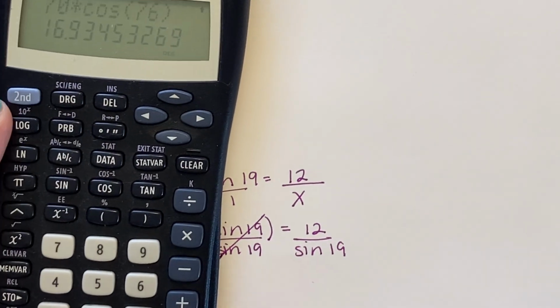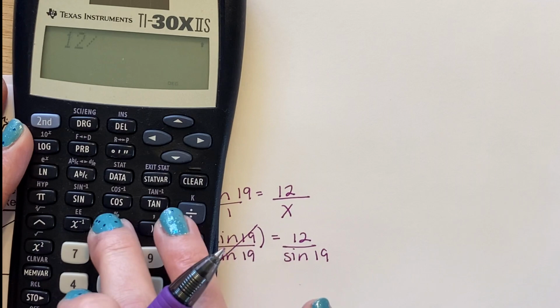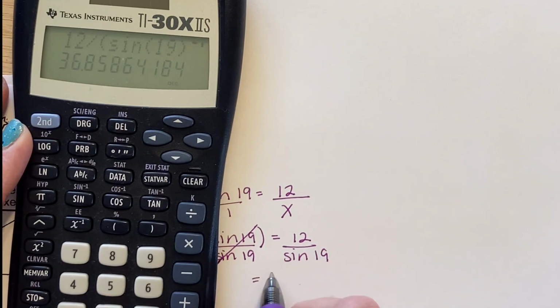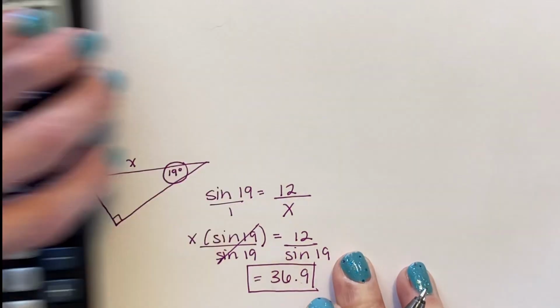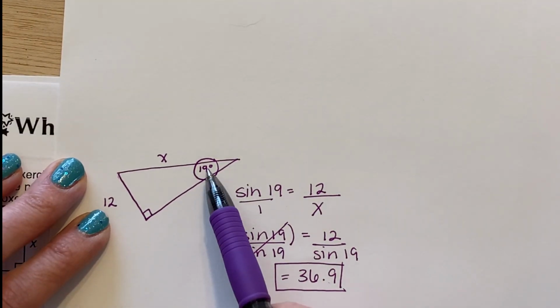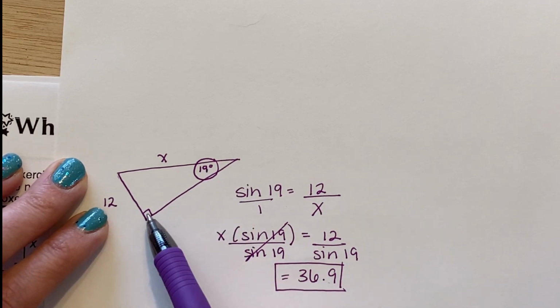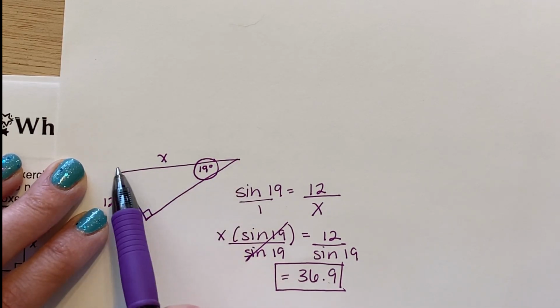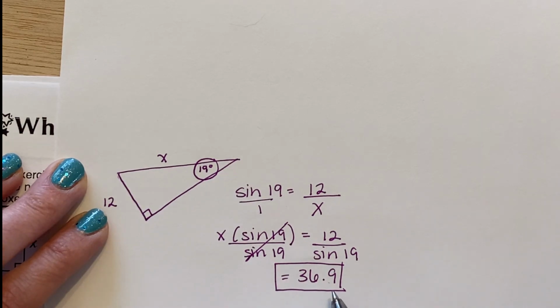And now we're going to plop it in our calculator. 12 divided by, and some calculators are just a little bit different than others. You kind of have to play around with it. And we get 36.9 or so. There we go. And does that make sense? Well, 19 is the smallest angle. So this is obviously the biggest angle. The biggest angle is opposite the biggest side. So this should be way bigger than this side, and it is.